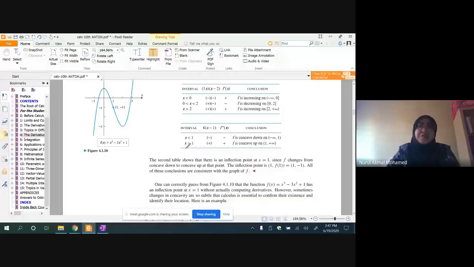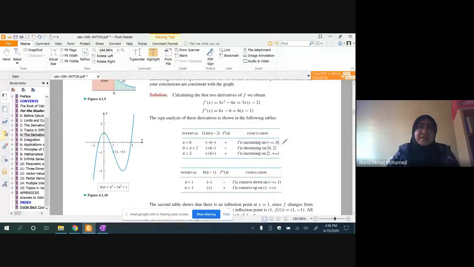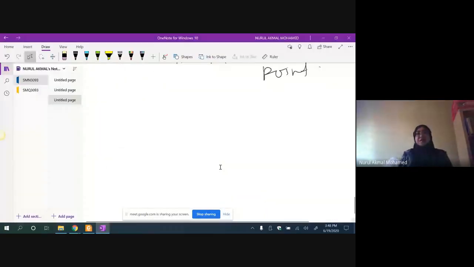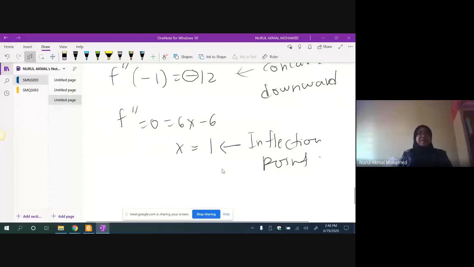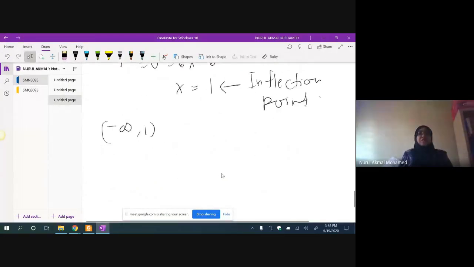If you look at the working given in the books, firstly they find the inflection points, and after that they decide the intervals. So they choose the inflection point and then they decide the intervals. It means that from negative infinity up to 1, where the inflection point is 1, it divides into 2 intervals. So another one will be 1 up to infinity.